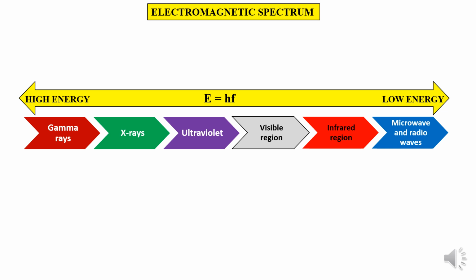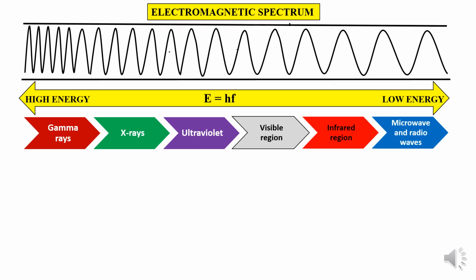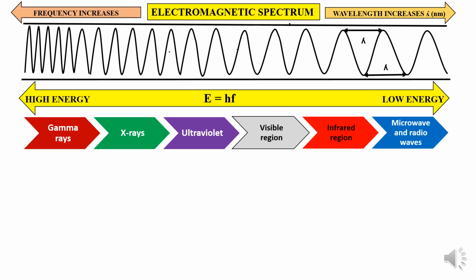As you move from high energy gamma rays towards the low energy microwave and radio waves, you see that the wavelength increases. Now, what is wavelength? Wavelength is the distance between two successive maxima or minima. So as you move from high energy gamma rays towards the low energy microwave and radio waves, the wavelength increases and the energy decreases. And as you move from low energy microwave and radio waves towards the high energy gamma rays, the frequency increases.